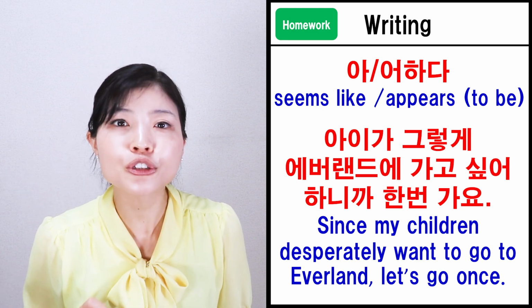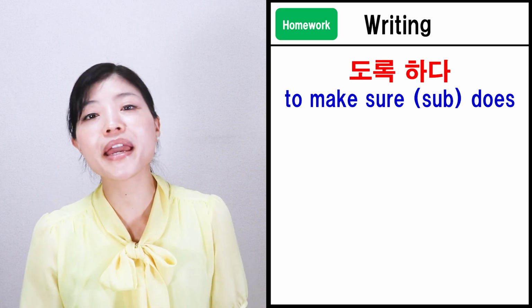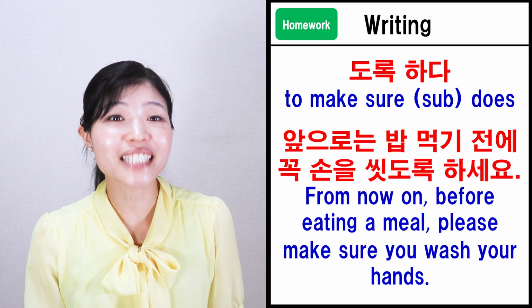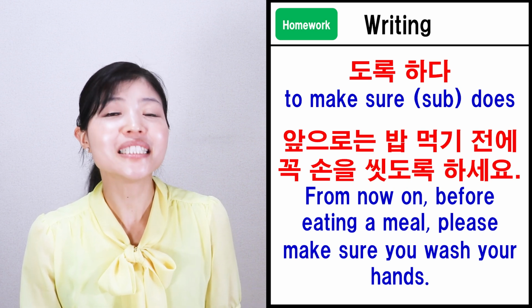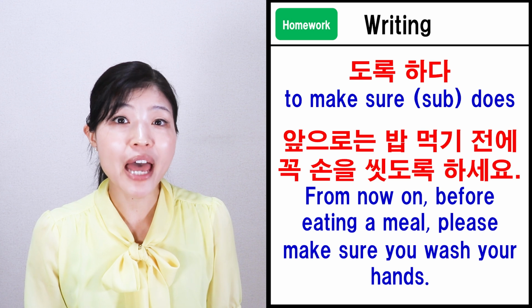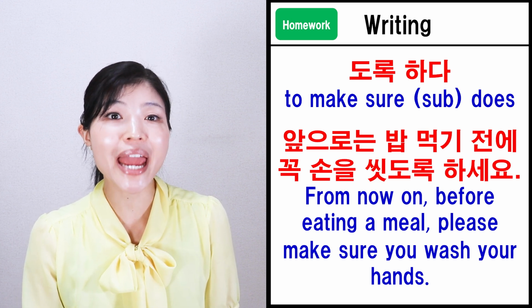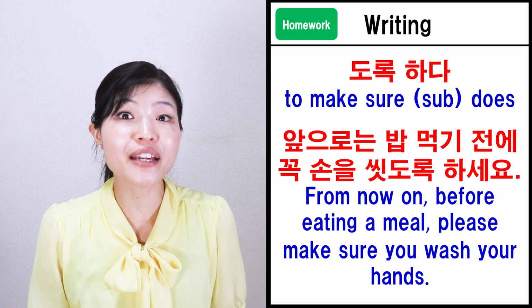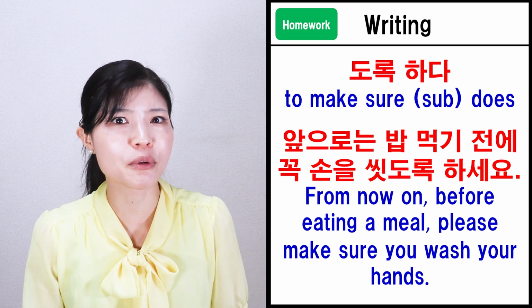Anyway, to get back on track, for the second sentence, please use 도록 하다, to make sure subject does. For example, 앞으로는 밥 먹기 전에 꼭 손을 씻도록 하세요. From now on, before eating a meal, please make sure you wash your hands. Oh, you can feel the speaker was irritated by the person who does not wash his hands before a meal.